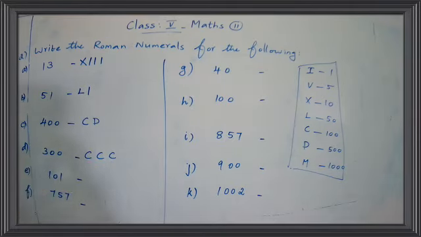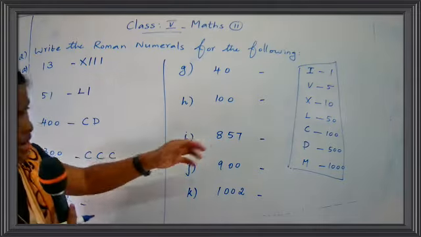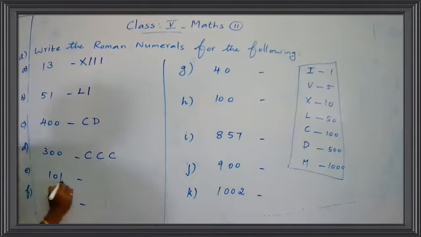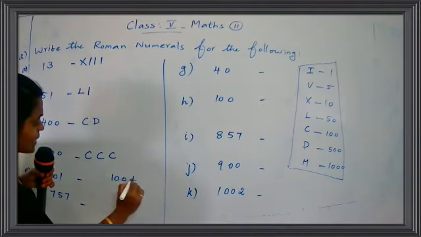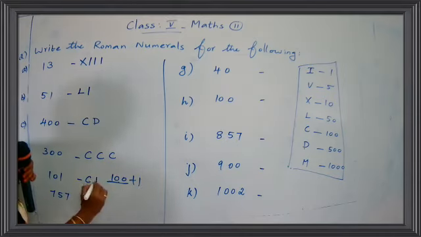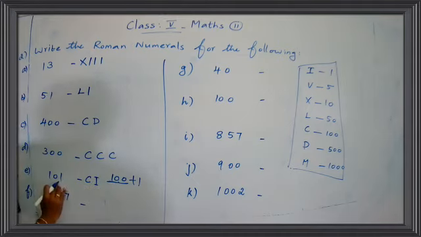Okay. Next 101. So 100 means C. So 101 can be written as 100 plus 1. Yes or no? So 100 means C, 1 means I. Okay. So that's why CI. CI stands for 101. Okay. Clear? Yes.